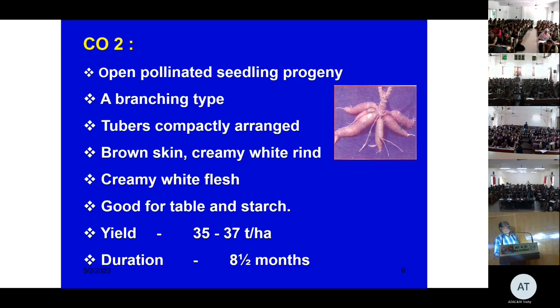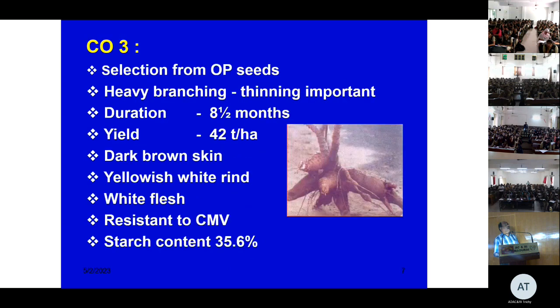Then the next variety, Co3. It is also a selection from open pollinated seeds, but it is a heavy branching type with a duration of 8.5 months, 42 tons per hectare, dark brown skin, and yellowish white rind. This particular variety is resistant to cassava mosaic virus, which is a very important disease that attacks tapioca, and the starch content is 35.6%.